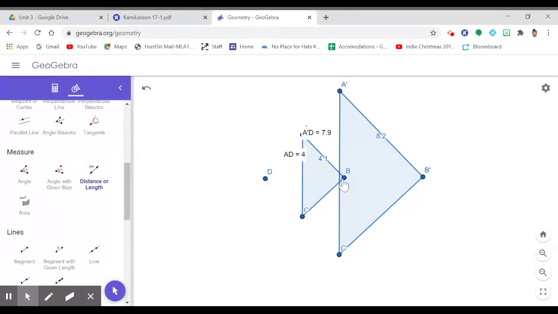We can explore that a little bit further here. Let's look at point B to the center of dilation. We have 5.4, that distance there. So the distance from B prime to the center of dilation, D, should be double that.